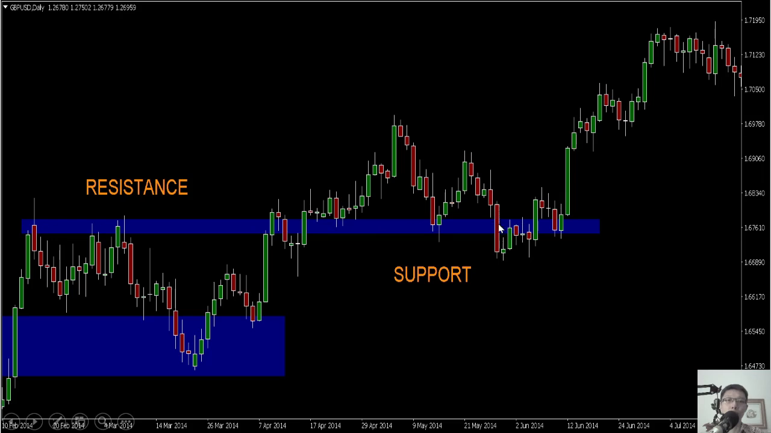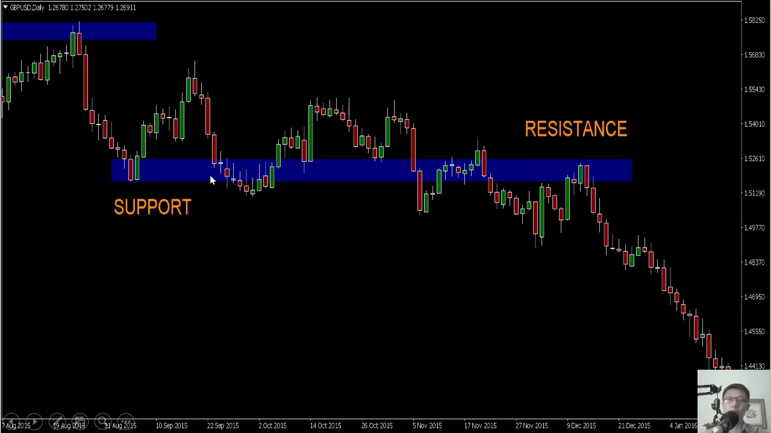Sellers try to sell and close below this support area. Many retail traders think that, oh, this is a very good place to sell. But what happened? Buyers push the price until it closes above this support area right here. Sellers tried once again, then failed. And buyers come in with a very big candle. This is a very good sign that buyers are winning this battle, and we can buy right here.